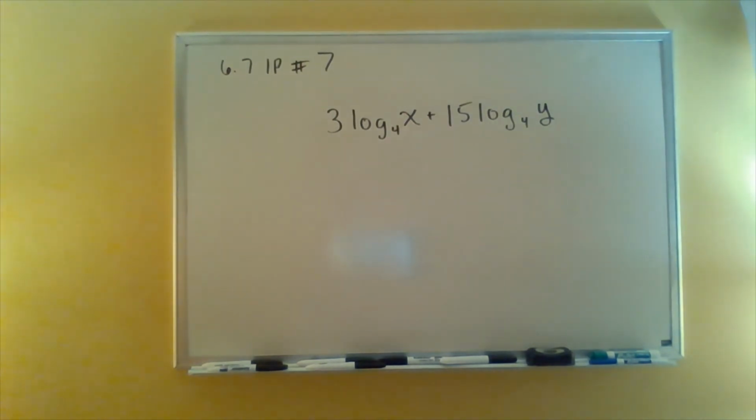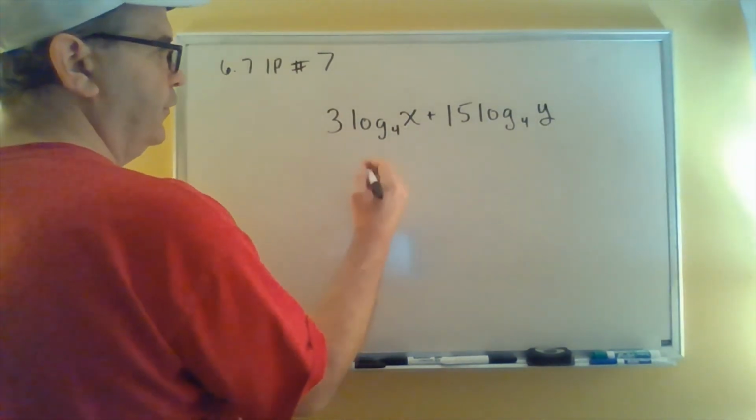Okay, number 7, we're looking at 3 times log base 4 of x plus 15 times log base 4 of y. So I'm going to use my power property first.